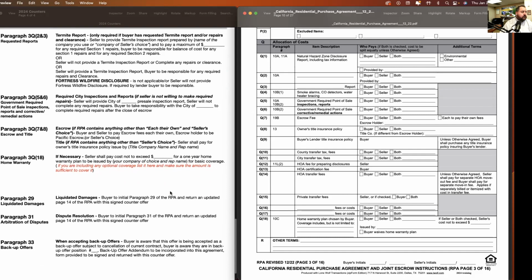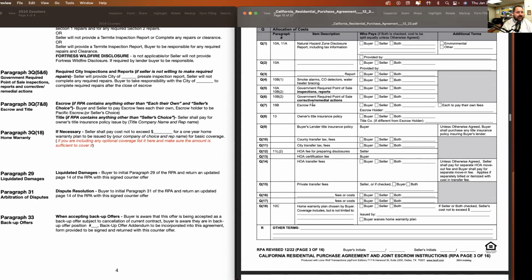Okay. Paragraph 3Q 5 and 6, government required point of sale inspections reports and the corrective and remedial actions. Okay. Required city inspection reports. If seller is not willing to make required repairs, seller will provide city of blank pre-sale inspection report. Seller will not complete any required repairs. Buyers to take responsibility with the city of blank to complete required repairs after the close of escrow.